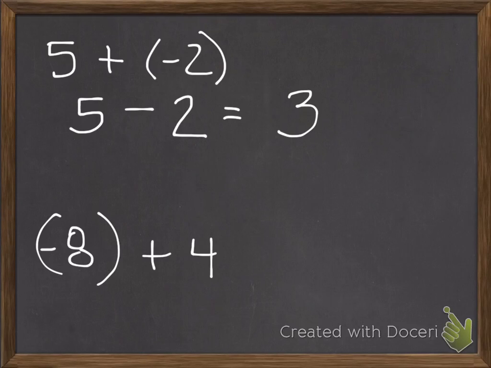And the number with the higher absolute value is positive 5, so our answer is going to be positive 3.